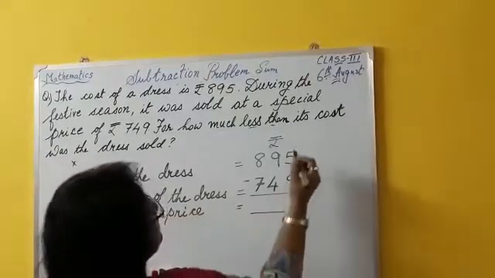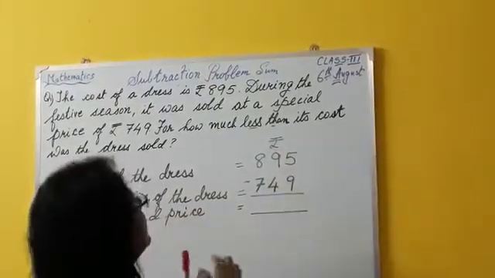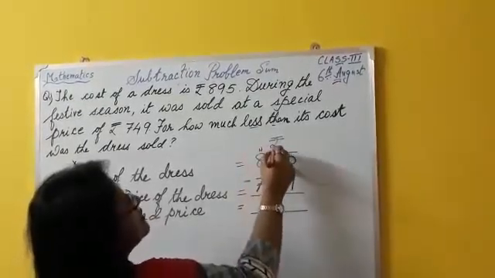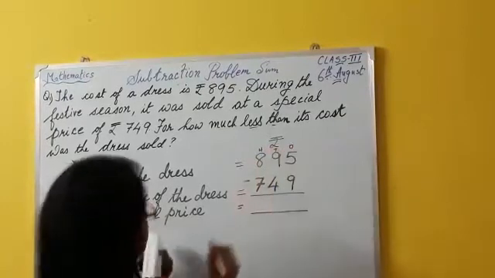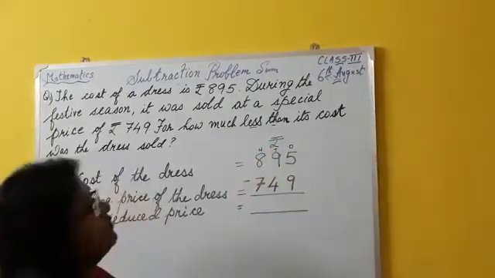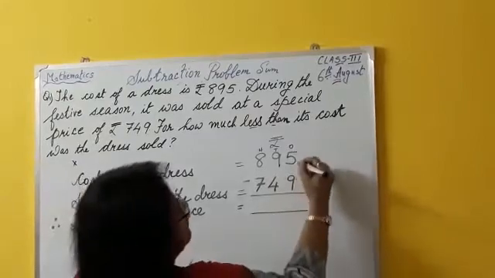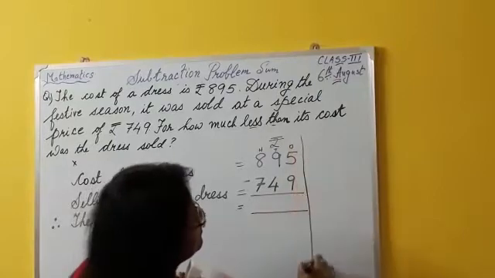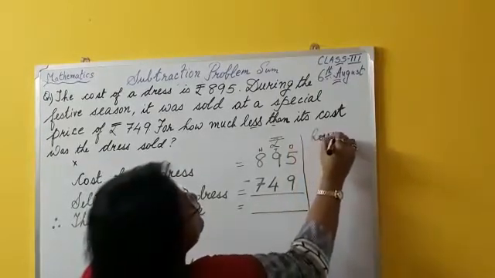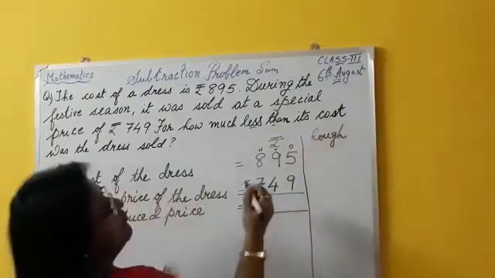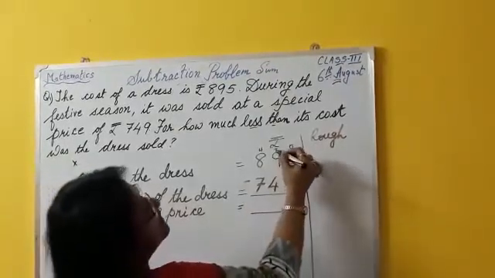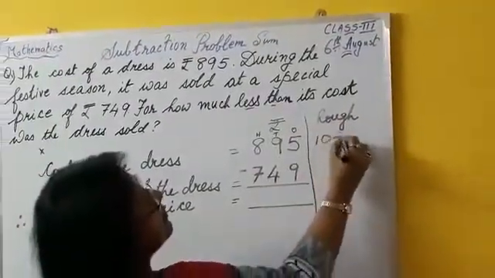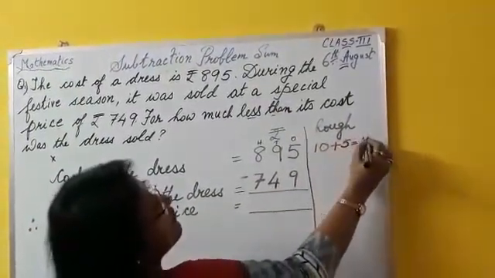Okay, now see, you know your places, hundreds, tens and ones. This is your hundreds place, tens place, and this is your ones place. So what you have to do is you have to subtract 9 from 5. But is it possible? No. So what will we do? Draw a rough column. Now we borrow 1 ten from the tens place. So 1 ten means 10 plus 5. How much we get? 15.